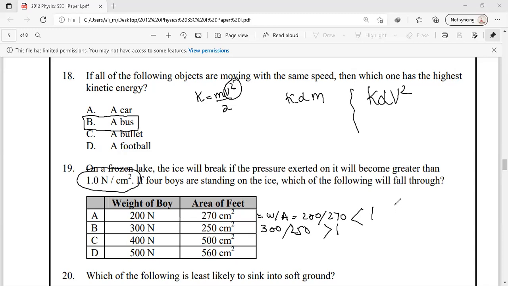In the next two options, 400 divided by 500 and 500 divided by 560, the pressure is less than 1, while option B has a pressure greater than 1. It means that the second boy, or the pressure in option B, definitely has a chance to fall through that ice.